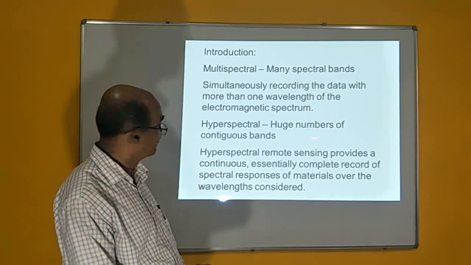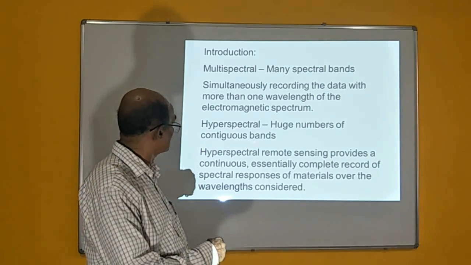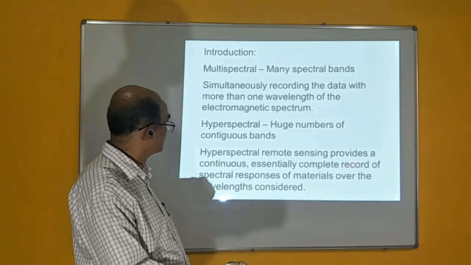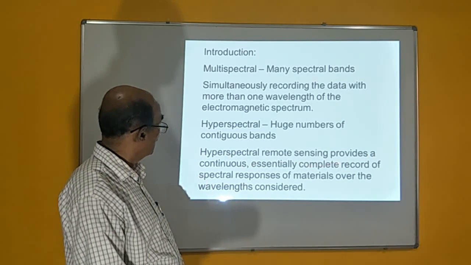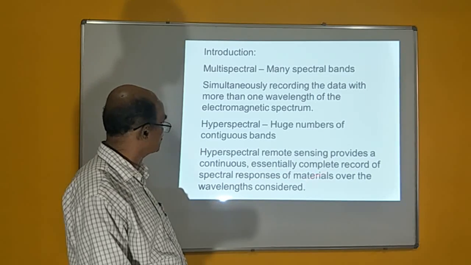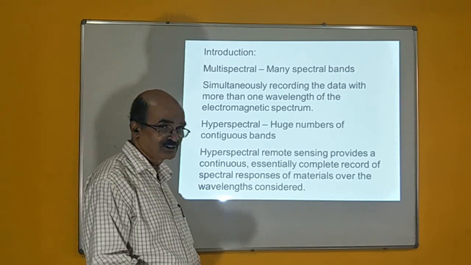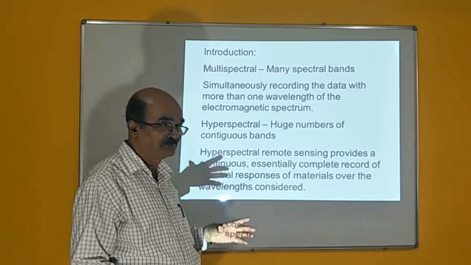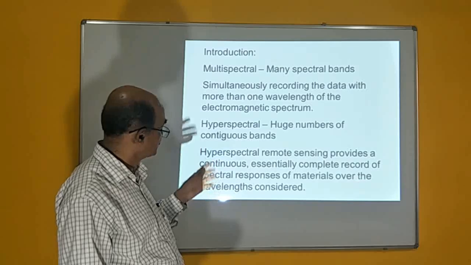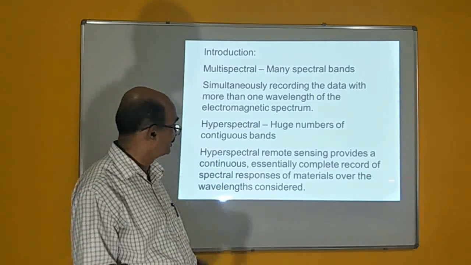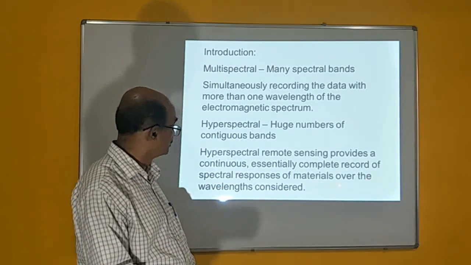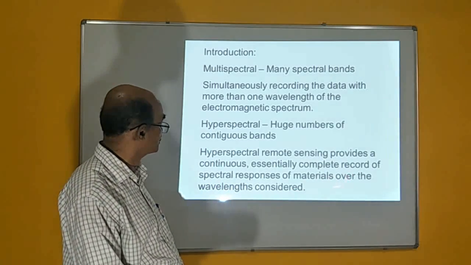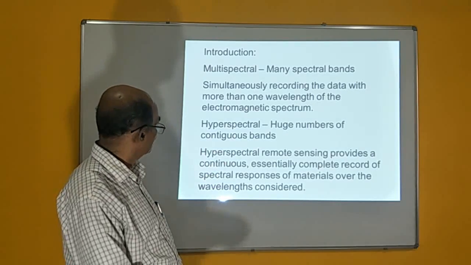Whereas in case of hyperspectral remote sensing, there are huge numbers of contiguous bands, that means there is no break between the bands. Hyperspectral remote sensing provides a continuous, essentially complete record of spectral response of materials over the wavelengths considered. Normally we start from 400 nanometer or 0.4 micrometer up to 2.5 micrometer, that is 2500 nanometer, 400 to 2500 nanometer, with contiguous bands. There is no break between the bands in case of hyperspectral remote sensing.